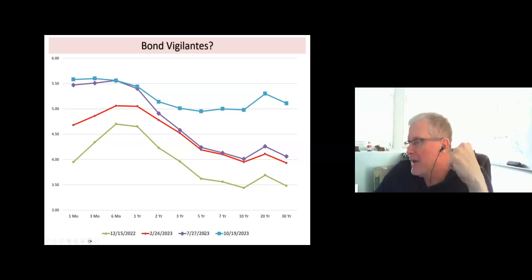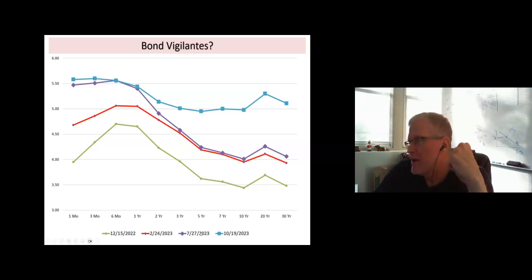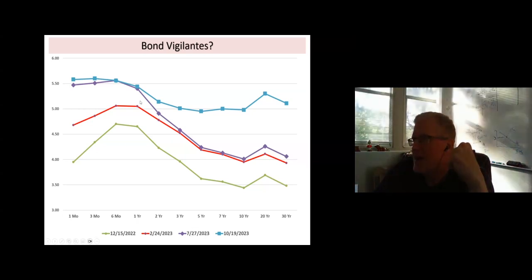Okay. Middle of 2023 or the end of July 2023, the Fed had raised again. Okay. By what, another 0.75, something like that. They'd raised again a couple times at least.